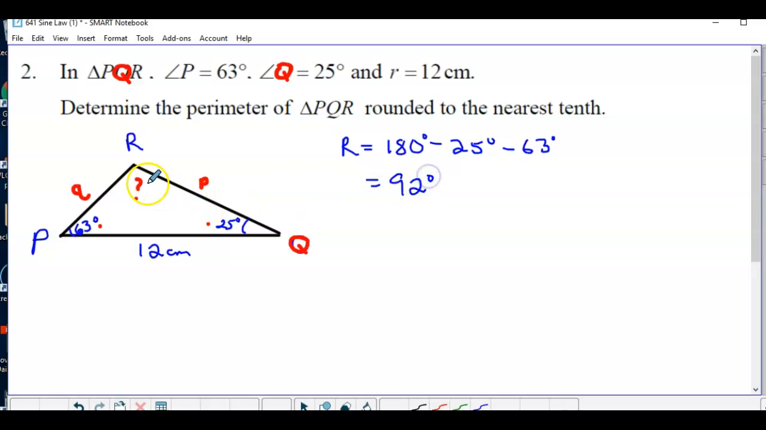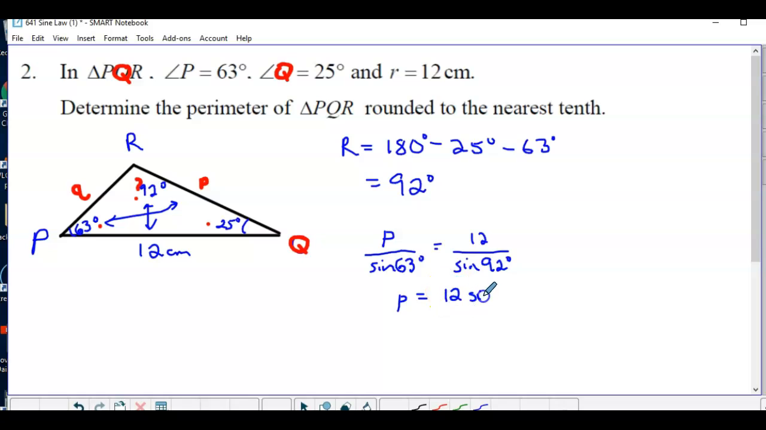All right, so now this is 92, and we have one pair there, and I'm going to start with P. There's my other pair. So I'm trying to find P. So P is over the sine of the angle opposite it, which is 63. And I know the side 12, and it is opposite 92, so that's over sine of 92. So now P equals, when we multiply through by sine of 63, it's going to be in the numerator on the other side.